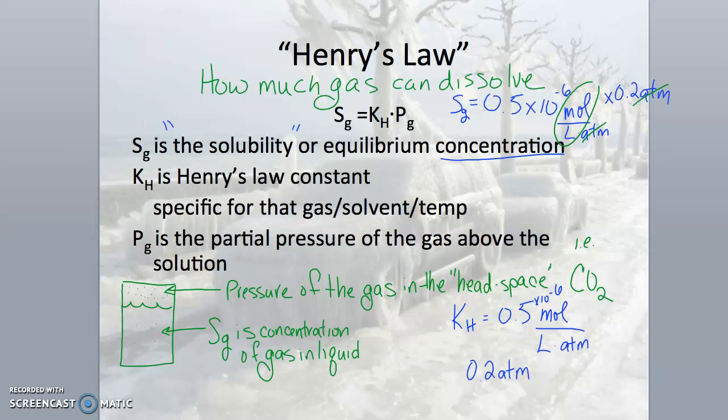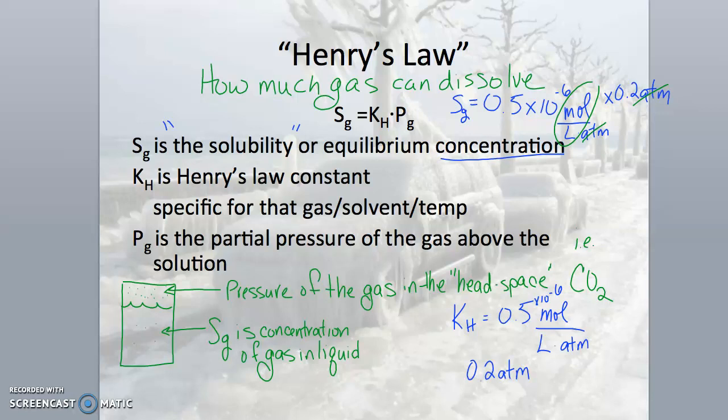Henry's law is a formula that we can use to calculate the solubility of a gas, or we could call this the equilibrium concentration. So we're going to have units of concentration for our solubility of the gas. The K is the Henry's law constant, and this is specific for the gas-solvent mixture and the temperature. So we don't just have one constant that applies to everything here. Every gas-solvent combo has a constant, and if the temperature changes, then the constant also changes.